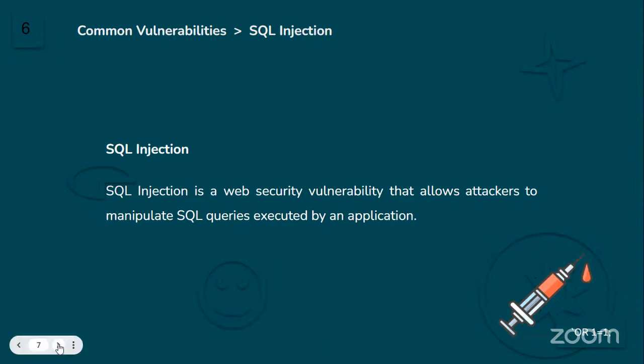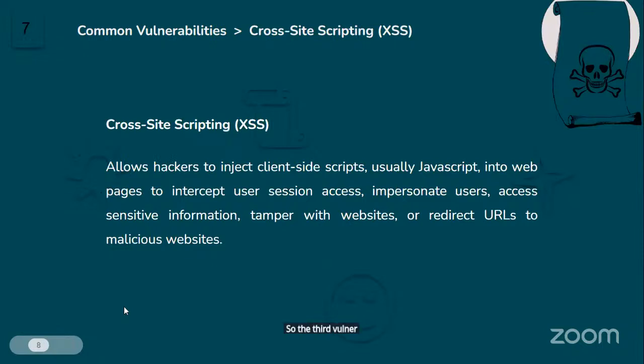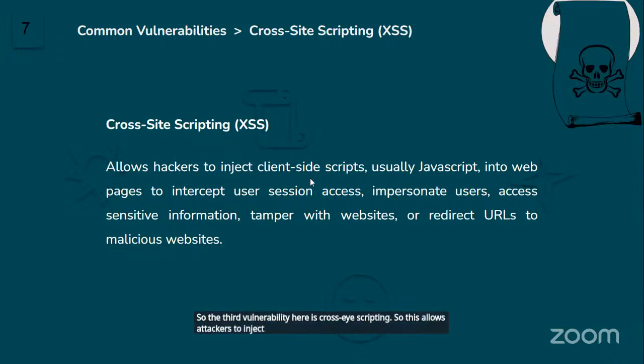So the third vulnerability here is cross-site scripting. This allows an attacker to inject client-side script, especially JavaScript, into web pages to intercept user sessions, impersonate users, access sensitive data, tamper with websites, or redirect URLs to malicious websites. Also, this is a popular attack on vulnerable web applications.